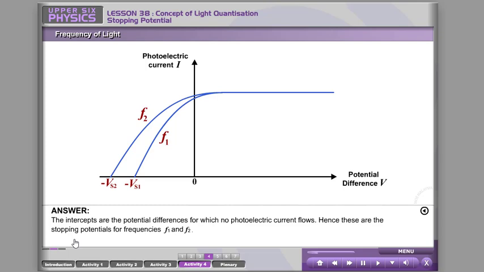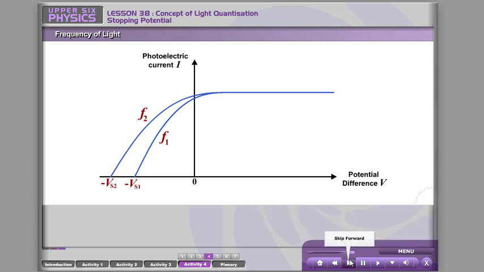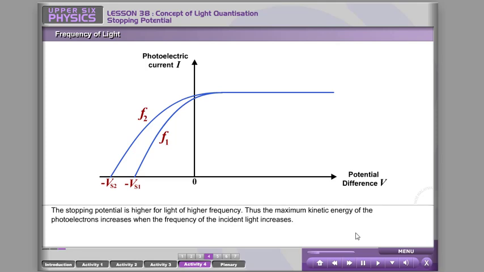Answer: the intercepts are the potential differences for which no photoelectric current flows. Hence, these are the stopping potentials for frequencies F1 and F2. The stopping potential is higher for light of higher frequency. Thus, the maximum kinetic energy of the photoelectrons increases when the frequency of the incident light increases.